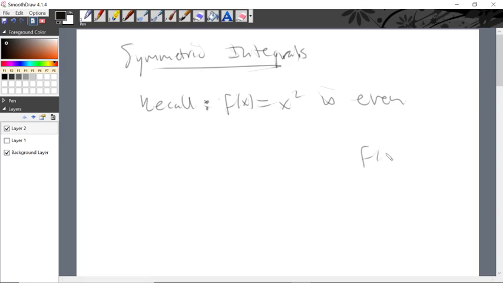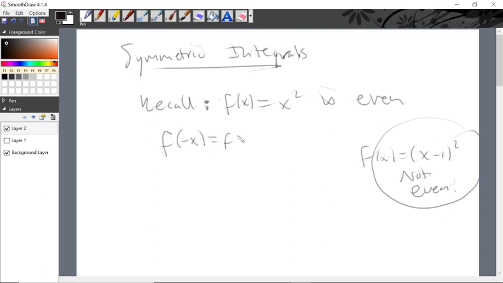For instance, if I write the function f of x is equal to x minus 1 squared, this function is not an even function. That's not even at all. What makes this function even is that f of negative x is equal to f of x. What is f of negative x for this case? f of negative x would be the quantity negative x squared, and f of x is just x squared.